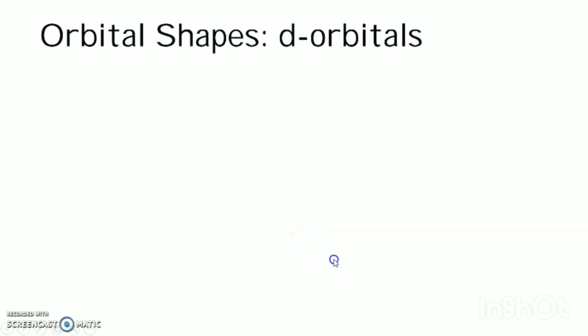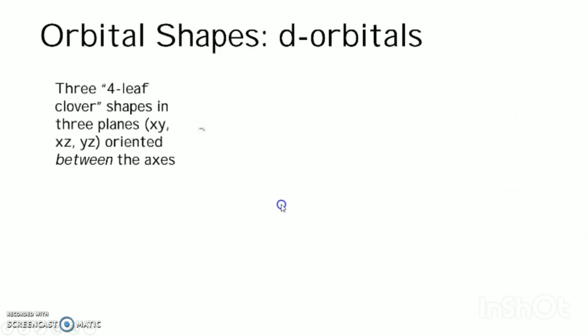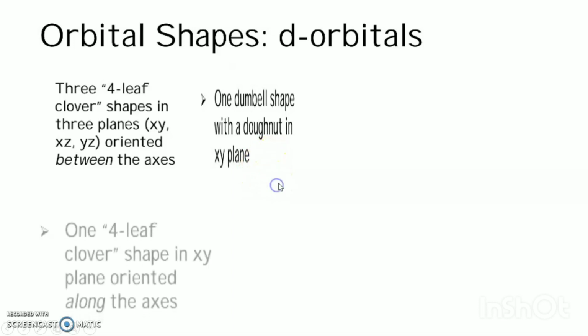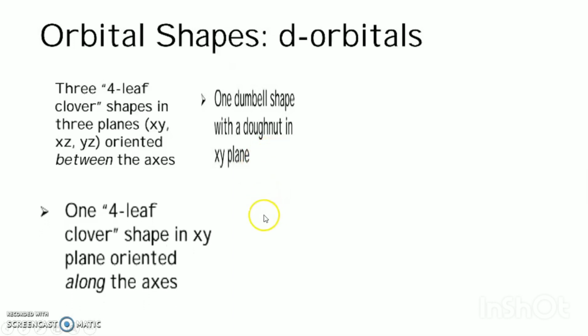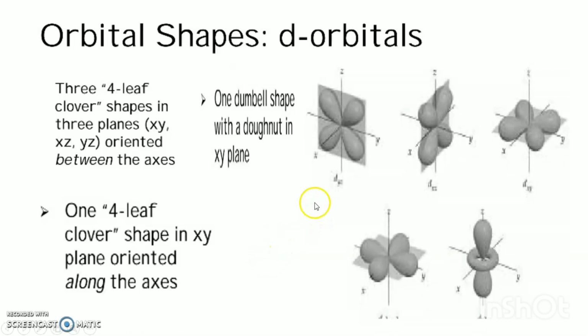Orbital shapes: d orbitals. Four-leaf clover shapes in three planes oriented between the axes. One dumbbell shape with a donut in the xy plane, and one four-leaf clover shape in the xy plane oriented along the axis. And this is the diagram.